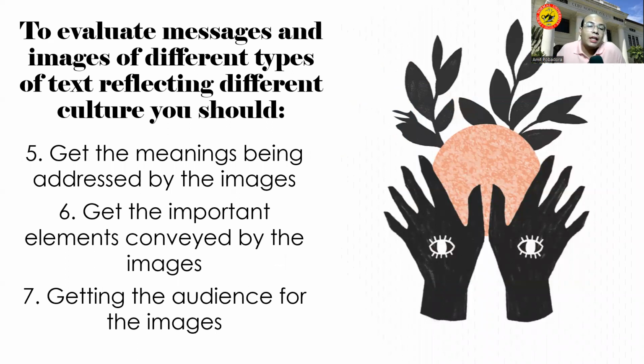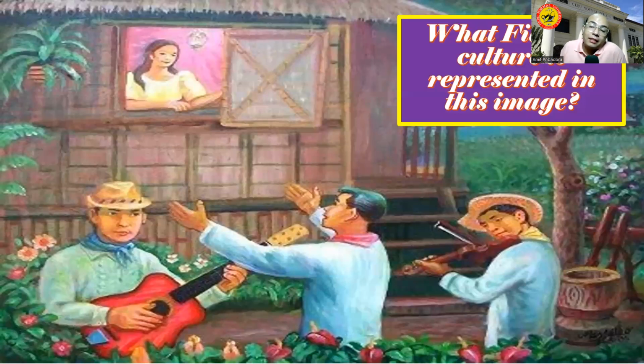Fifth is for you to get the meaning being addressed by the image. So after knowing the symbols, after knowing the culture, it is time for you now to pick up the pieces, the patterns that help you arrive at the meaning. Get the important elements conveyed in the image. Get the audience for the image. Look at the background. Look at the foreground. Here, an example, just to put all of those 7 tips in action.